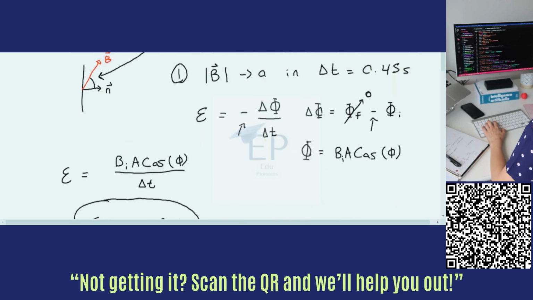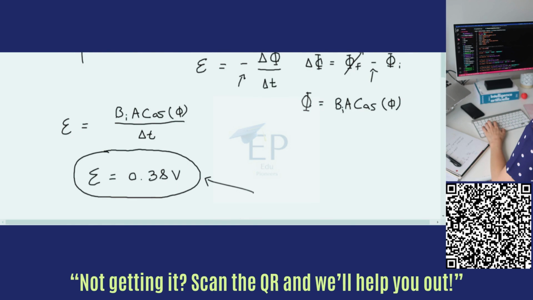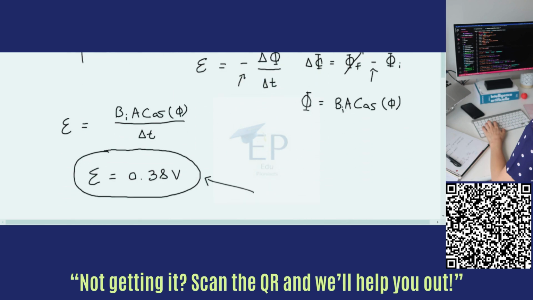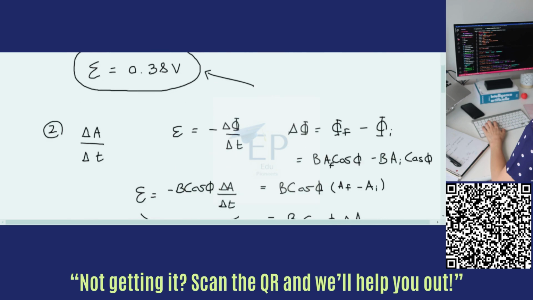So there you have it. We determined what the induced EMF would be in this loop here if we turned off the field from 2.1 Tesla to 0 Tesla in 0.45 seconds. And then we also figured out at what rate we'd have to change the area of our loop in order to induce the exact same EMF.